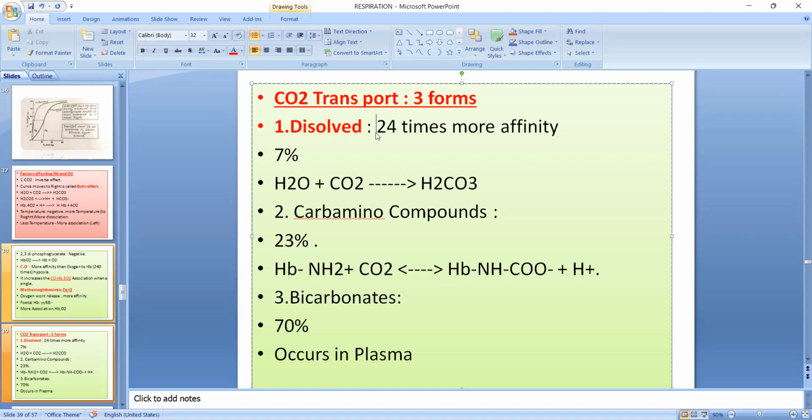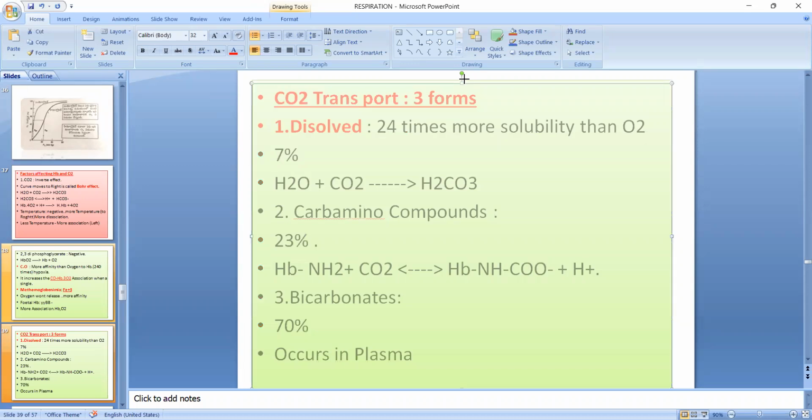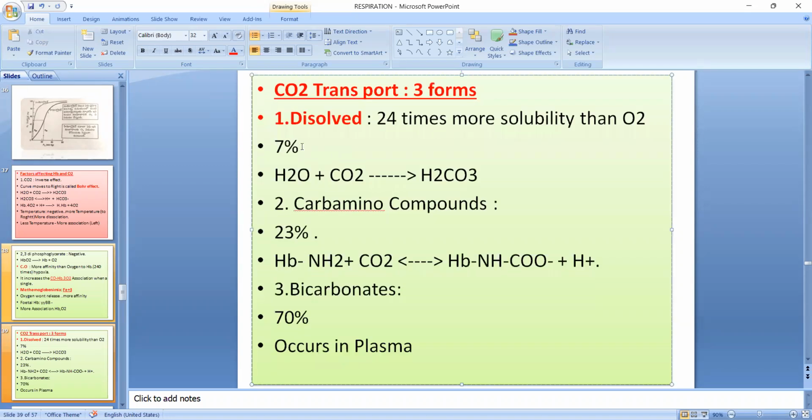Whereas here the CO2 has 24 times more solubility, not affinity, solubility than O2. So anyway, it easily dissolves in plasma or blood plasma, which contains 90% of water. So about 7% of CO2.